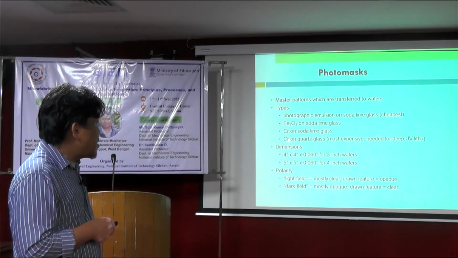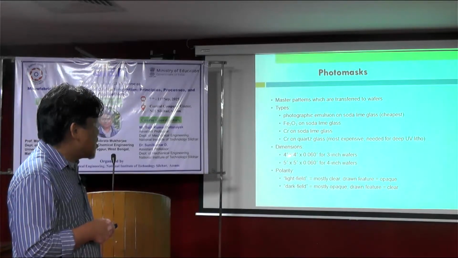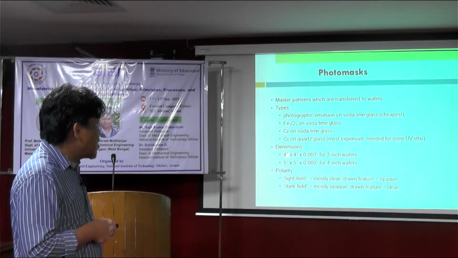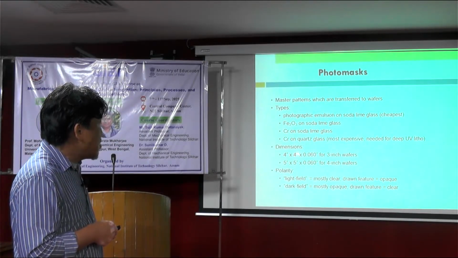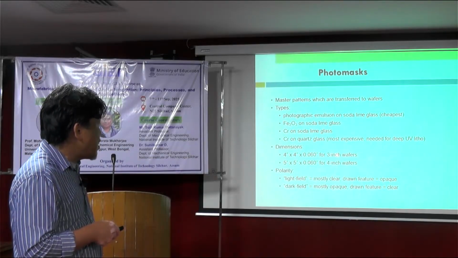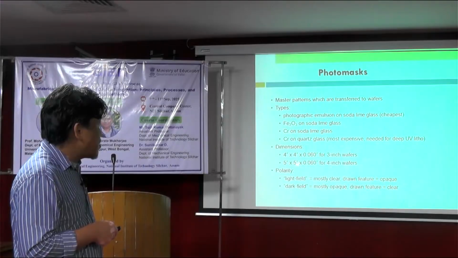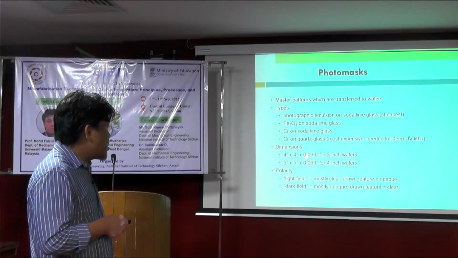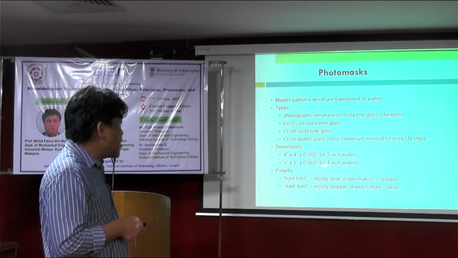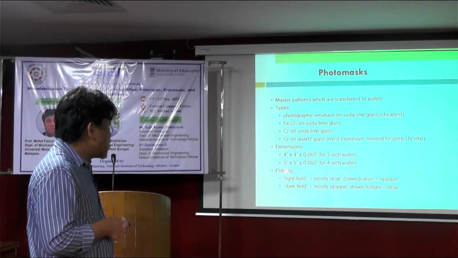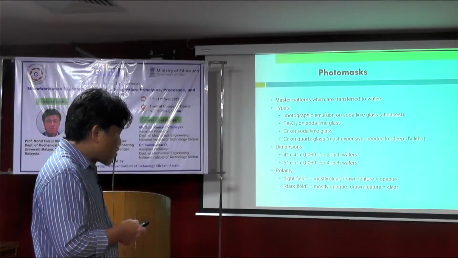The dimension typically, in research or in production, is 4 inch by 4 inch with a thickness of 0.06 inch for a 3 inch wafer, and 5 inch by 5 inch with the same thickness, 0.06 inch, for a 4 inch wafer. So that is the photomask used.